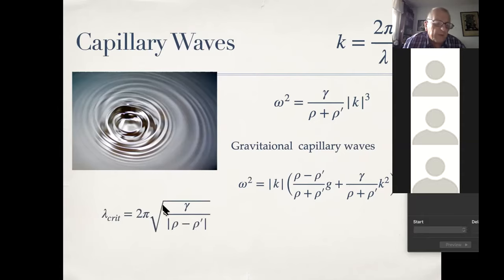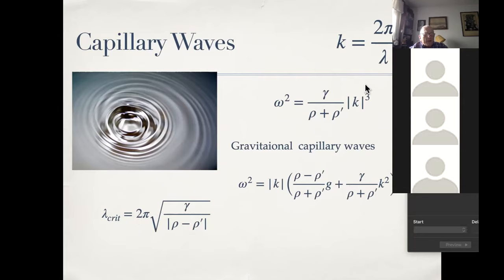given by the square root of gamma divided by the difference of the densities, and because the square root cannot be taken from negative numbers, I put here the absolute value. And for lengths which are considerably shorter than this length, lambda crit, this first term is unimportant, and we regain from that formula the normal surface tension. In other words, for short wavelengths, the presence of gravity is of no importance.